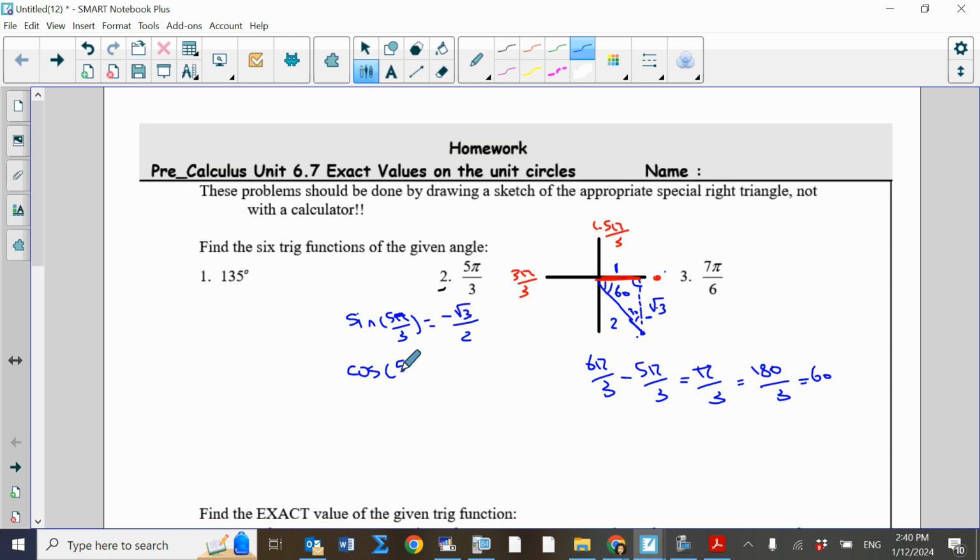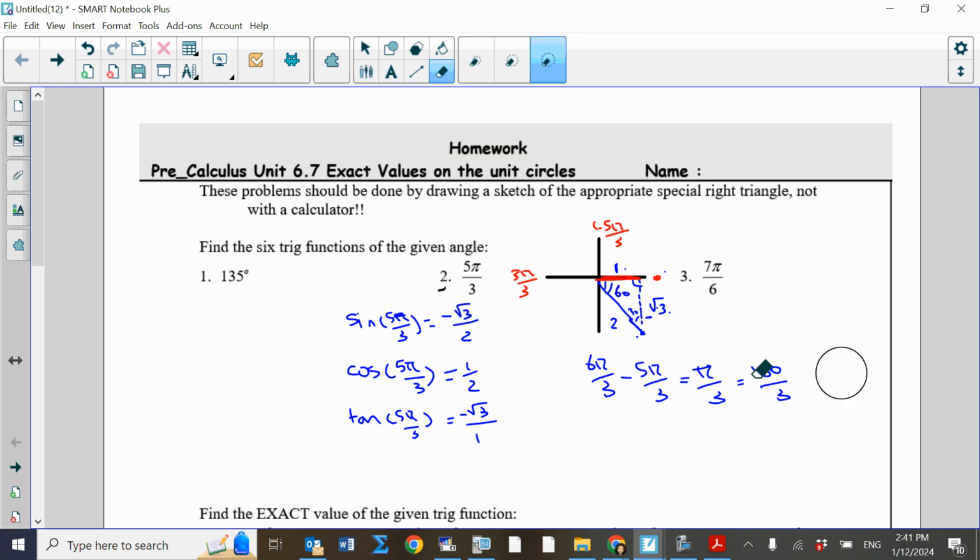Cosine will be adjacent over hypotenuse, 1 over 2. Tangent will be opposite over adjacent, negative root 3 over 1. Then I'm going to write the rest of them here.